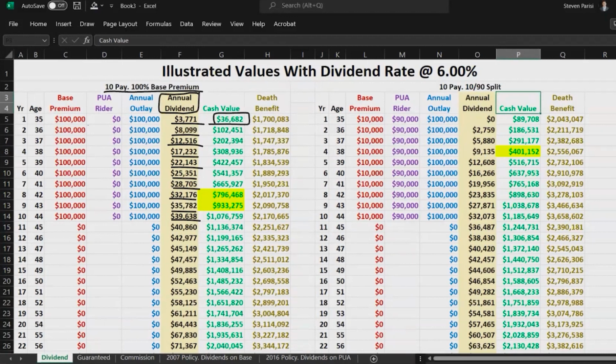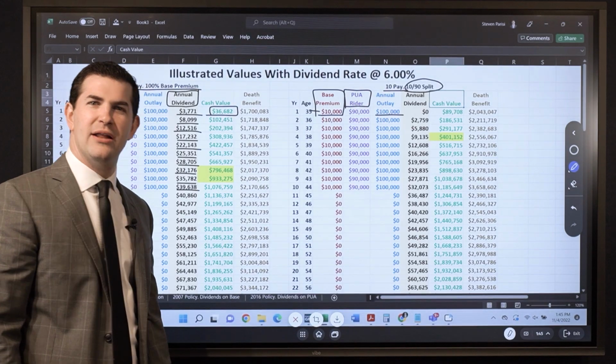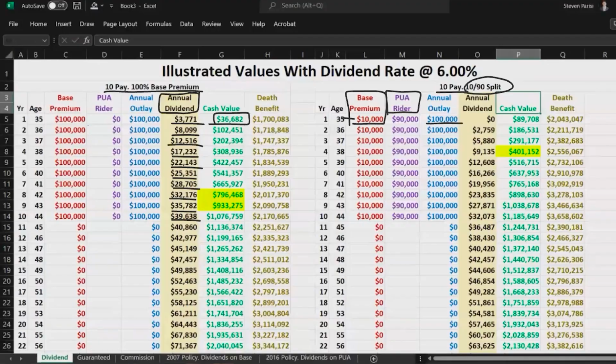Now, let's look at the same policy, but designed differently. So we've got the same MassMutual 10-pay policy. Both of these are on 35-year-old males, both the same health rating. Everything's identical in terms of the company, product, health rating, dividend rate. The only difference is the design of the product. 10/90 split. What that means is we have 10% of the $100,000 directed toward the base premium. Then we've got $90,000 toward PUAs. There's about $1,000, give or take a couple hundred, that is directed toward a term insurance rider.